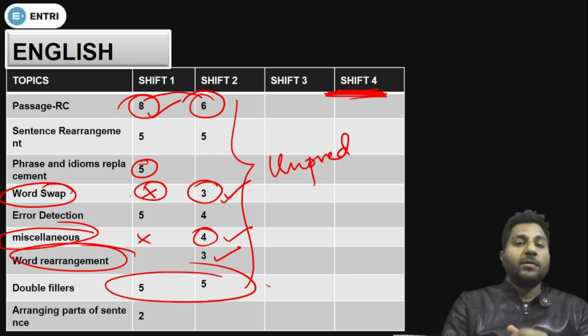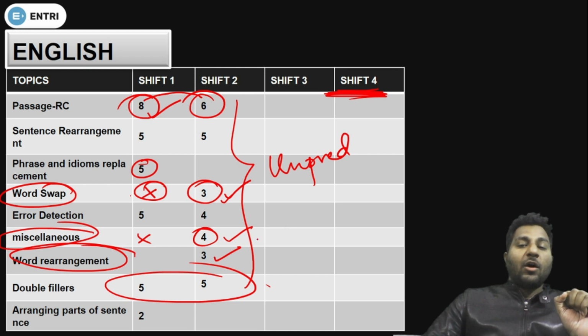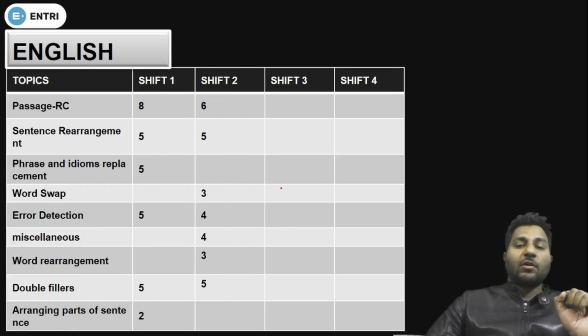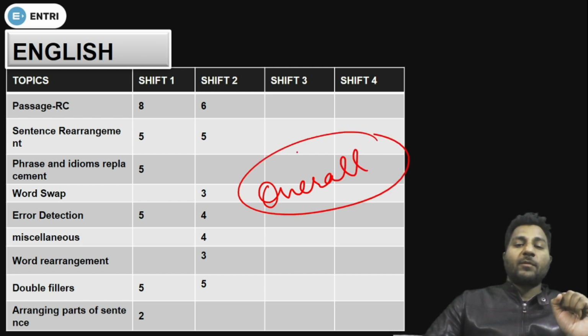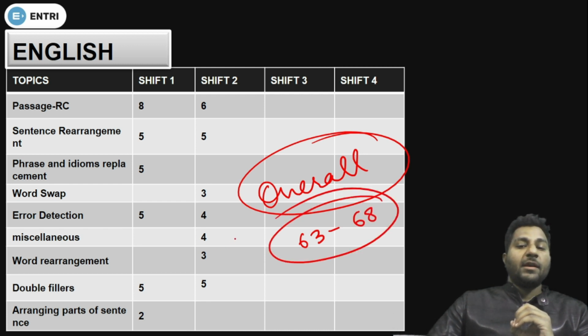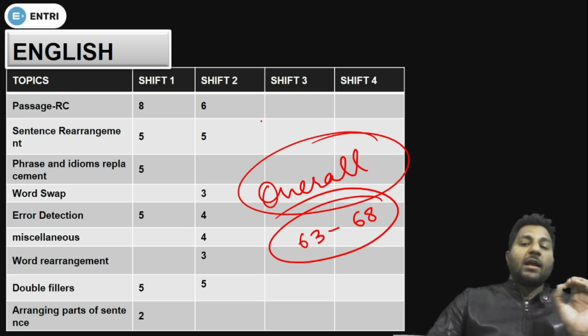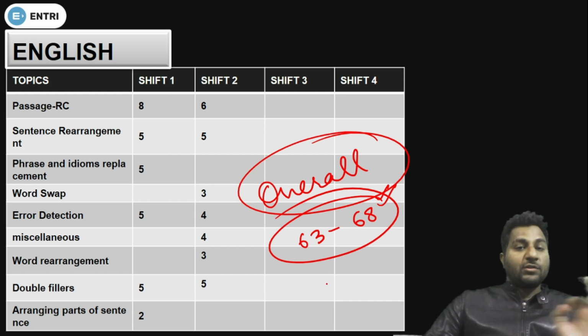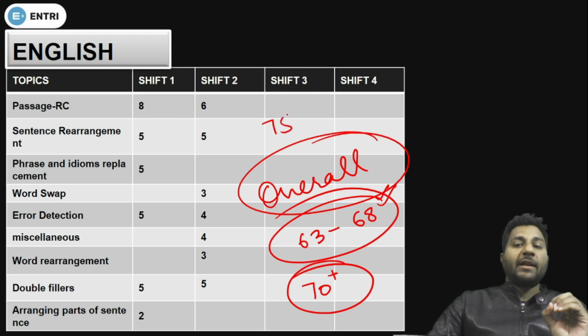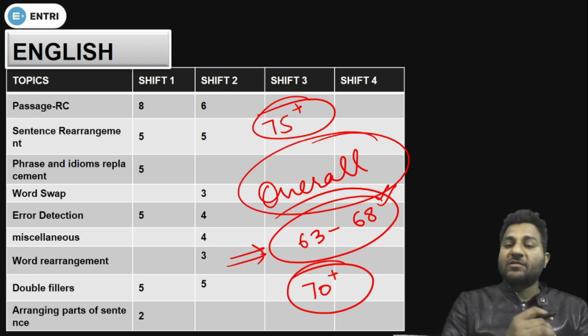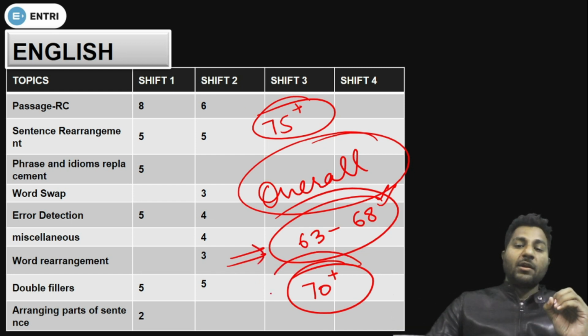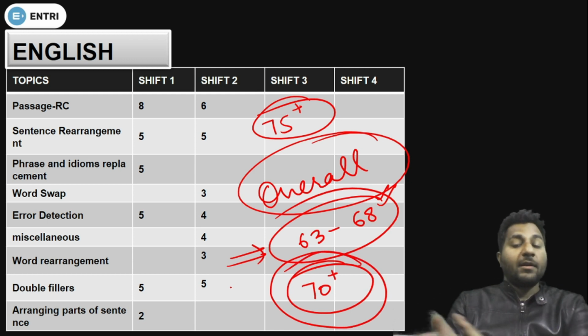So I hope you all have understood. But remember, overall attempts of the aspirants from the first two shifts will be like 63 to 68. So it might be possible that your cutoff can go beyond 60, but remember the average attempts are like that. Those who are good made attempts above 70. Those who are very good made attempts above 75. Lots of aspirants have done in the range of 63 to 68, but very few have done 70 plus attempts.